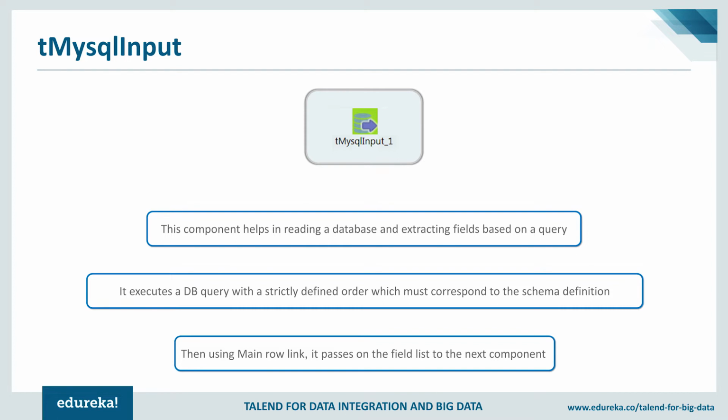tMysqlInput. As the name suggests, as we saw in tFileInputDelimited or tFileInputExcel, this component helps in reading the database and extracting the fields based on the query. I can query a table using this component. It executes a DB query within a strictly defined order, which must correspond to the existing schema. And as I said, whenever we right click on any of the components, we'll get the main row or the iterate. Using the main row, I can read the data of tMysqlInput. In tMysqlInput, there'll be a configuration where I can say to use the connection which was created by the tMysqlConnection component, so it does not end up creating another connection for input alone.